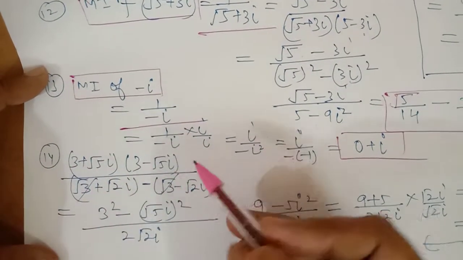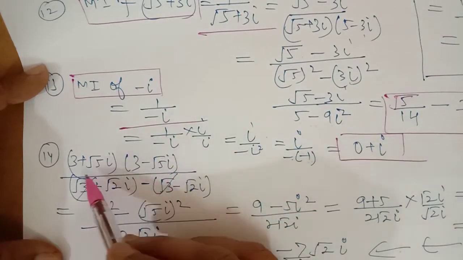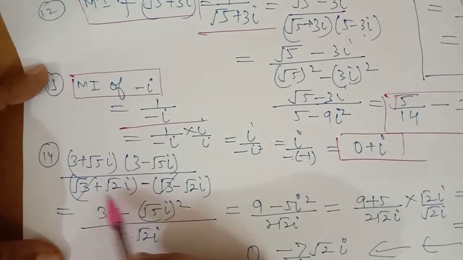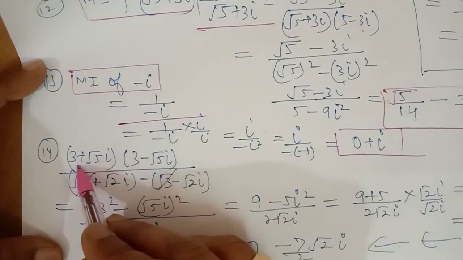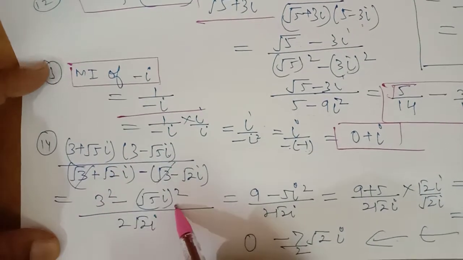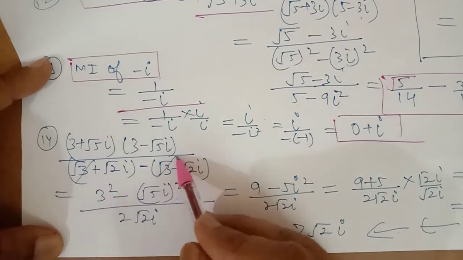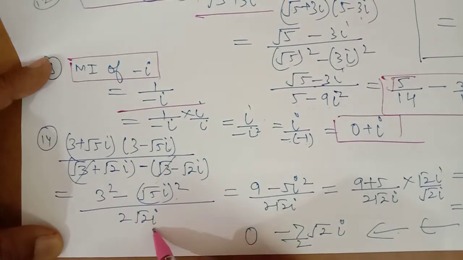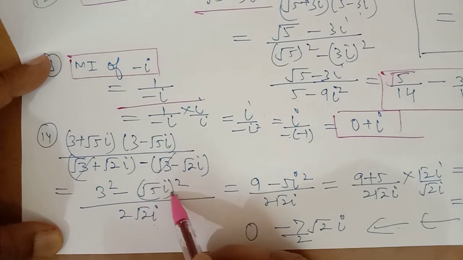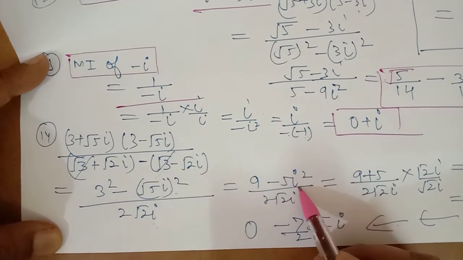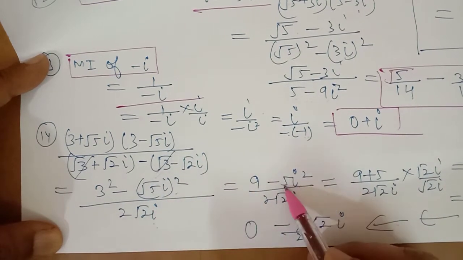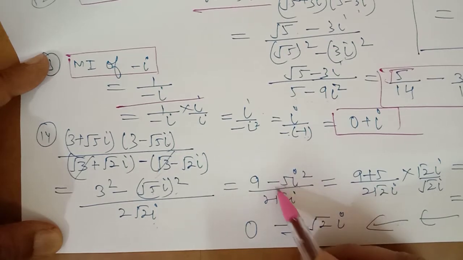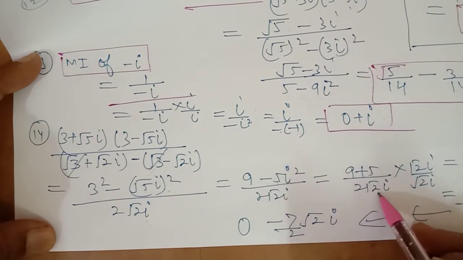This expression you have to simply simplify. In the numerator you have to multiply, in the denominator you have to subtract. It is the a plus b, a minus b formula, a square minus b square. In this denominator, this being cancelled out, it comes out to be root 2i plus root 2i, which is 2 root 2i. I square is equal to minus 1, and root 5 square is 5, so it comes out to plus 5. So 14 upon 2 root 2i.